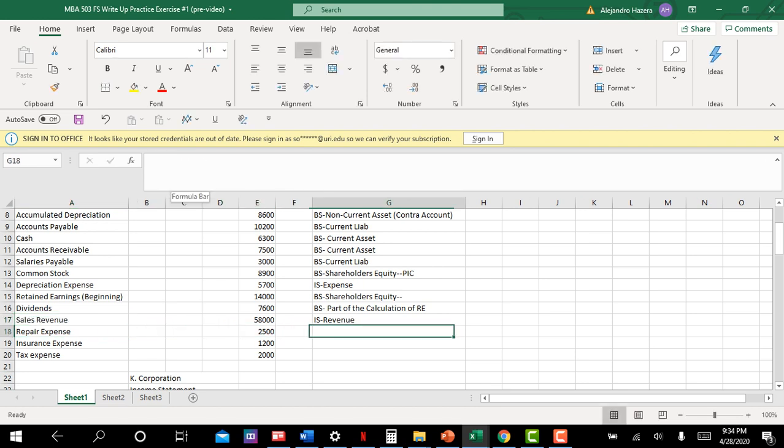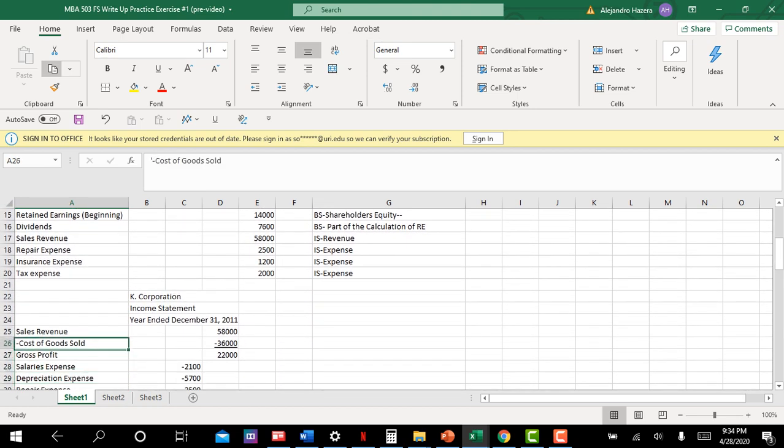Okay, and then the last three things are all expenses. So we can just copy those things down here. We're going to have repair expense, insurance expense, and tax expense. These are all operating expenses. Obviously, repair sounds like an operating expense. Insurance, you probably need to buy insurance to stay in business. Taxes is not considered an operating expense. You'll see what we do with it at the bottom. Okay, and so that takes care of that.